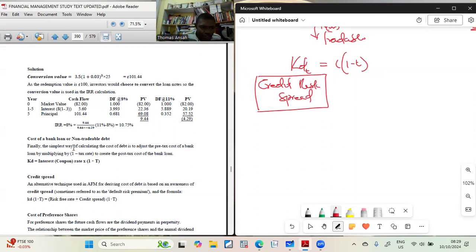All right. So here I give an alternative technique. We use that one in advanced financial management when deriving the cost of debt that is based on credit risk. So sometimes you may have credit risk, also referred to as the default risk. Default risk is the same thing. Now you will continue to do what you are doing, like the cost of debt. Of course, everything is post-tax. So we are doing everything post-tax. So you do the cost of debt.